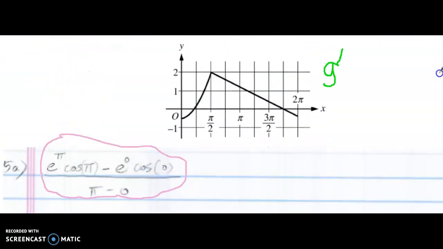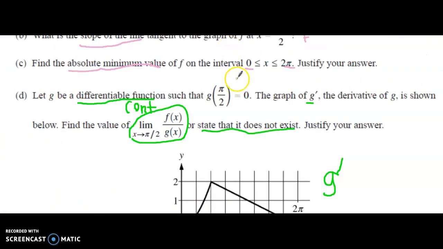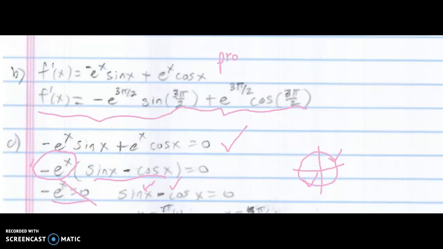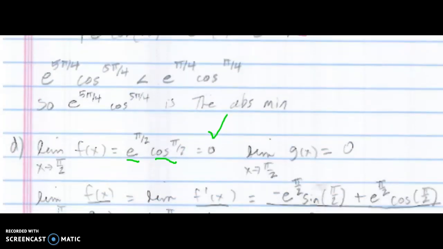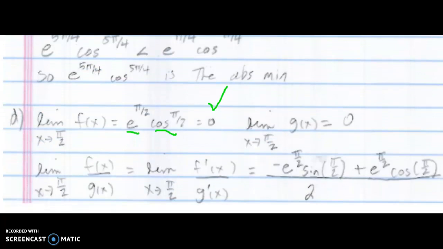Come back up to the prompt. They told us that g of pi over 2 is 0, and since g is continuous, then the limit has to equal the y value. Therefore, the limit as x approaches pi over 2 of g is equal to 0, and that introduces our friend L'Hopital. All right, so I have the setup for L'Hopital. So to find that limit, here's the limit as x approaches pi over 2 of f of x over g of x.